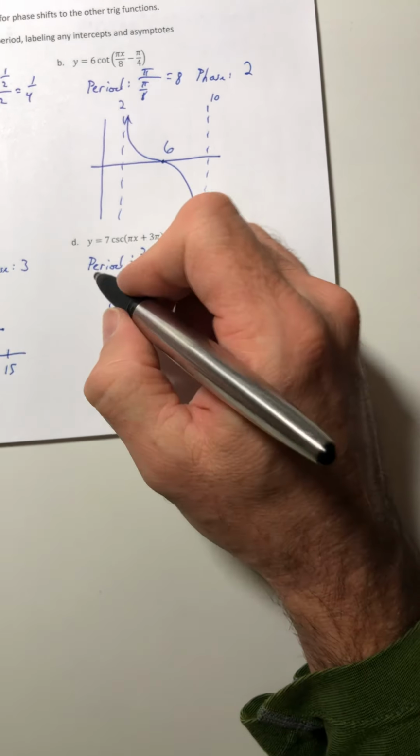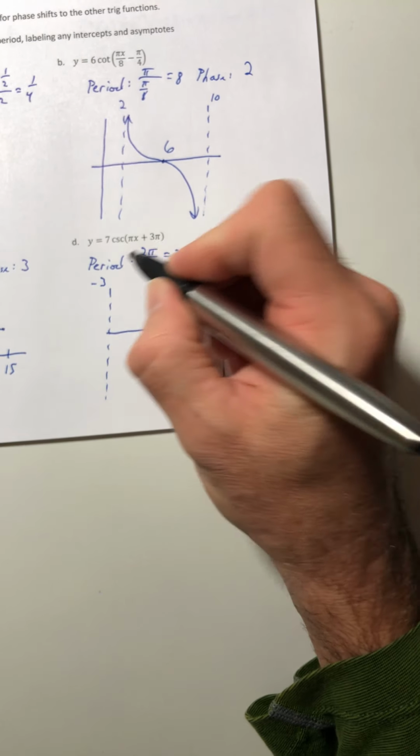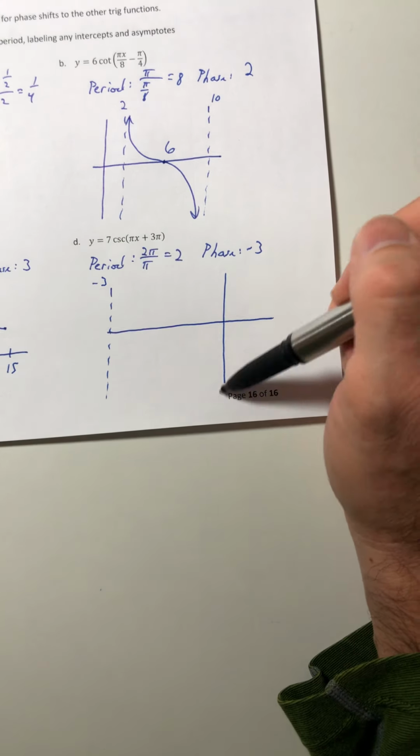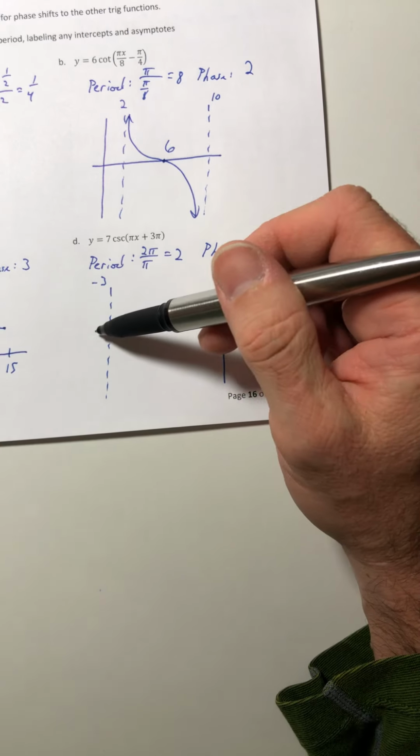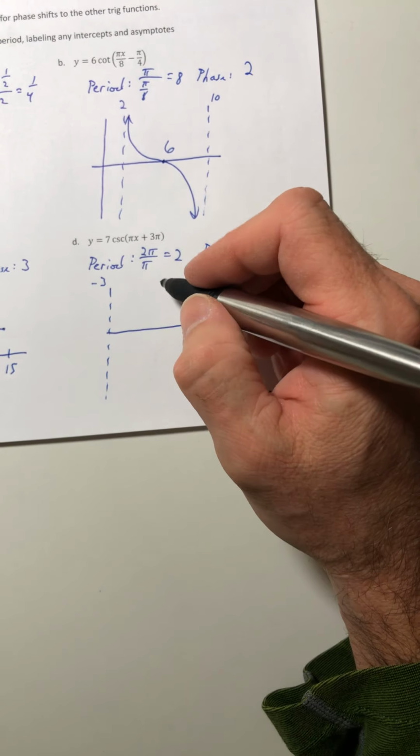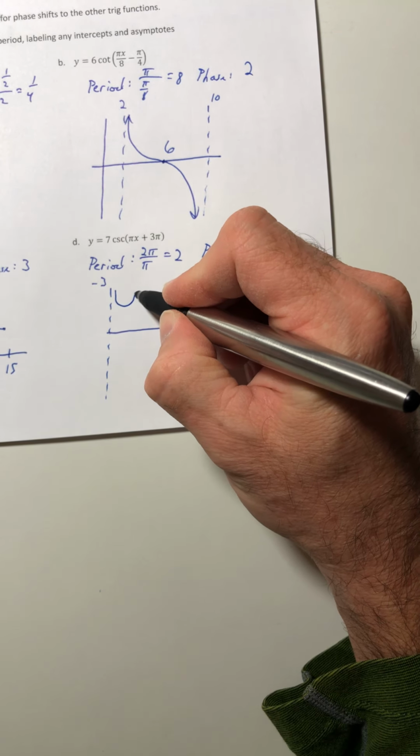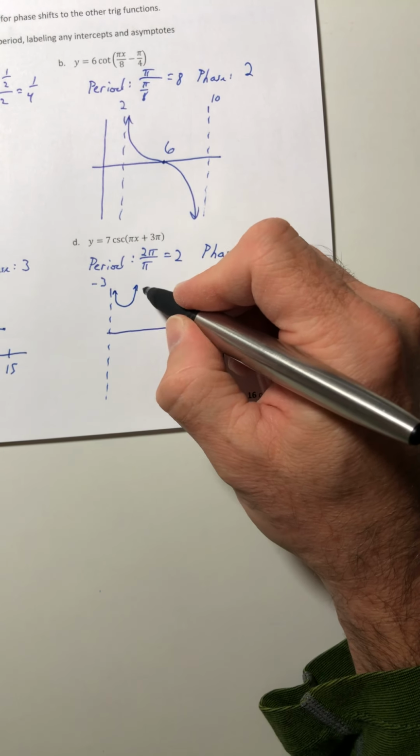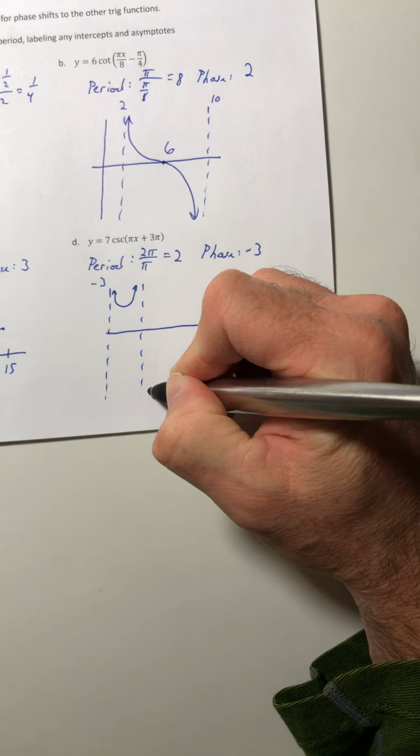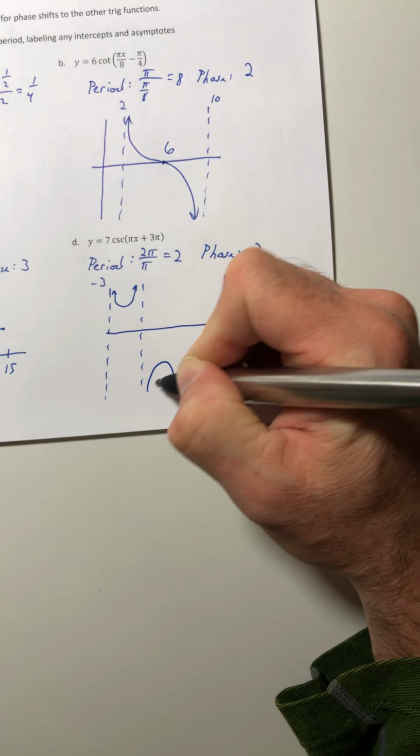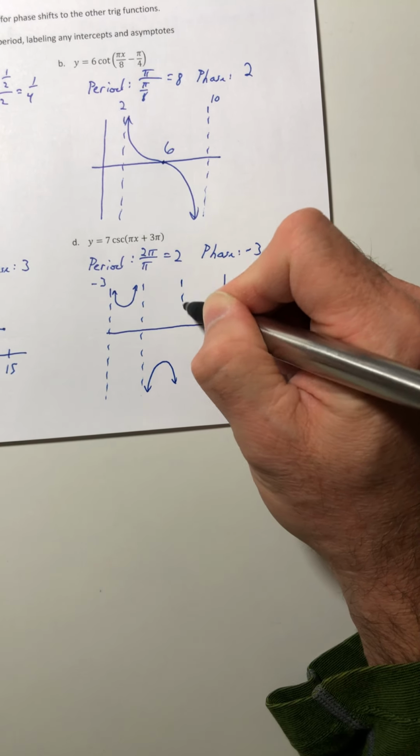So cosecant, its vertical asymptote is normally at 0. That's why it got shoved all the way over at -3. And then you add a full parabola, an asymptote, another full parabola, and a final asymptote.